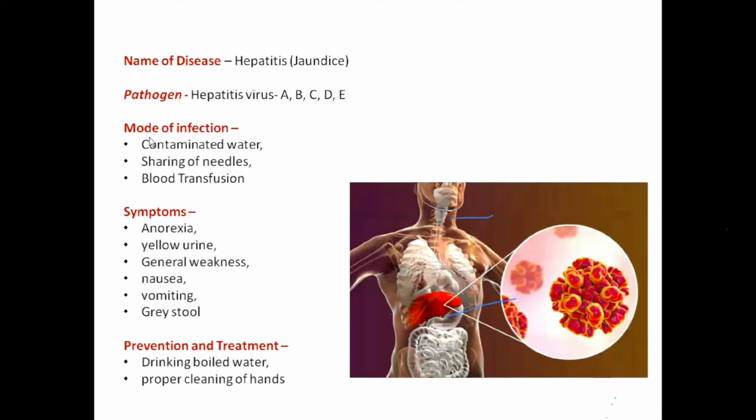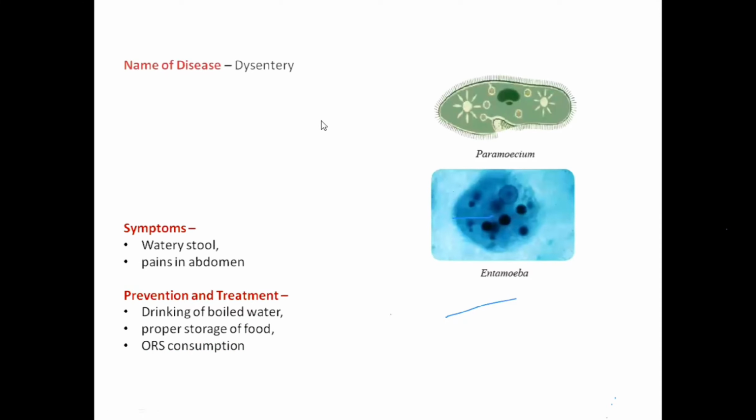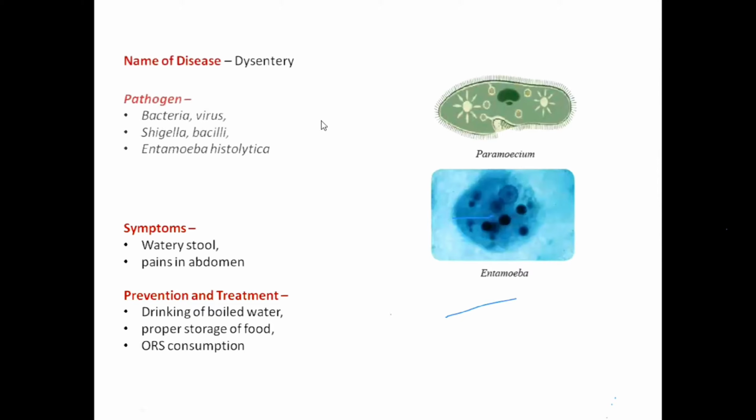The first and important mode of infection is contaminated water. As prevention, we should drink boiled water, so that if there are any pathogens responsible for the disease, they get killed when we boil the water and the water will be safe. And proper cleaning of hands is also a preventive measure by which we can stay away from this disease. Now the next disease is dysentery.